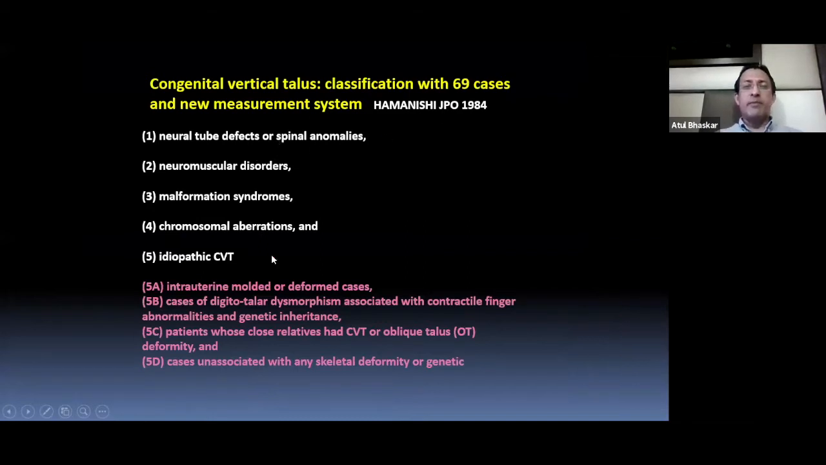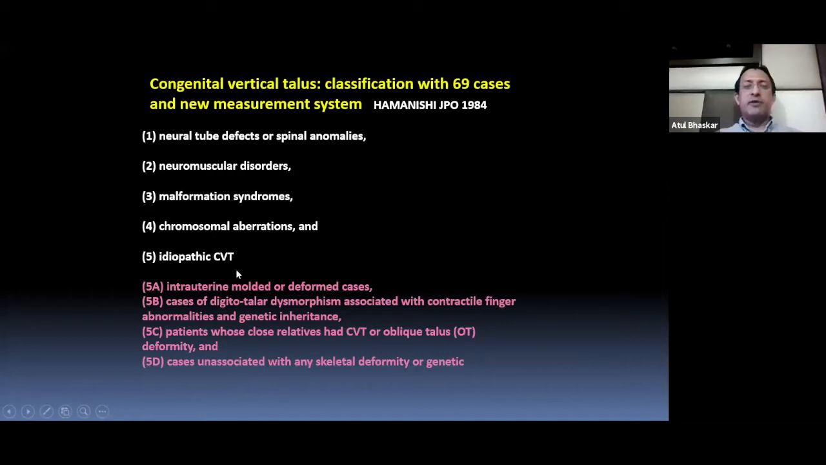It is difficult to remember, but in short, it basically covers the syndromic foot, the neuromuscular foot, malformation, and then finally the idiopathic club foot. Among these also, there are different types depending on whether they've got other deformities. So you may have a foot deformity, but you may have some problems in the digits. Some of them have a relative with oblique talus, but by and large, they will have a normal neurological examination.